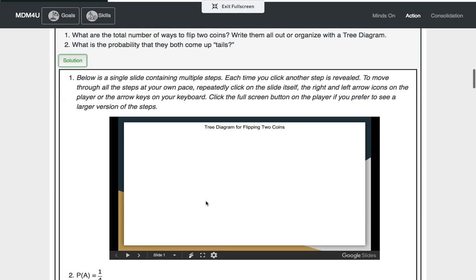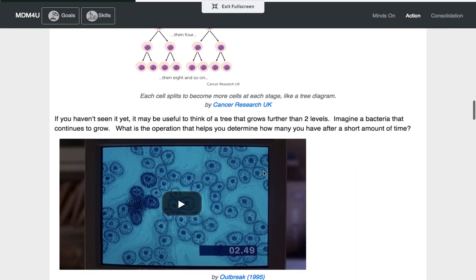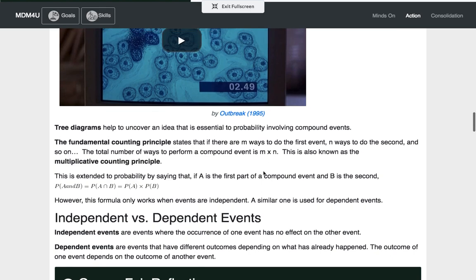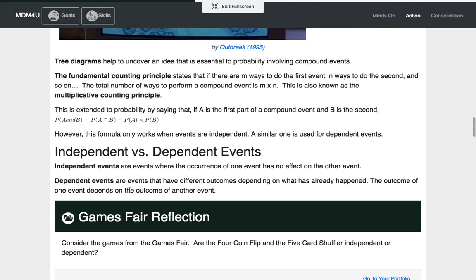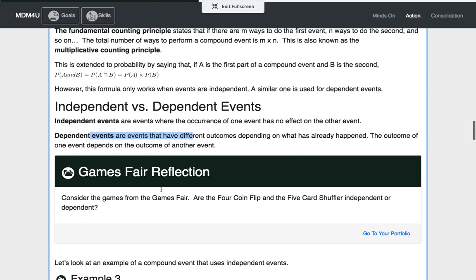The first coin is flipped and then the second coin is flipped, and the first coin is independent of the second coin, meaning it doesn't matter if the first is heads or tails, it's not going to affect the second coin's outcome. It's still going to be a 50-50 chance of being either heads or tails. So that's independent. Down here is the definition of them, and a dependent event is obviously where the events have different outcomes depending on what already happened. So the first outcome will affect the next outcome.